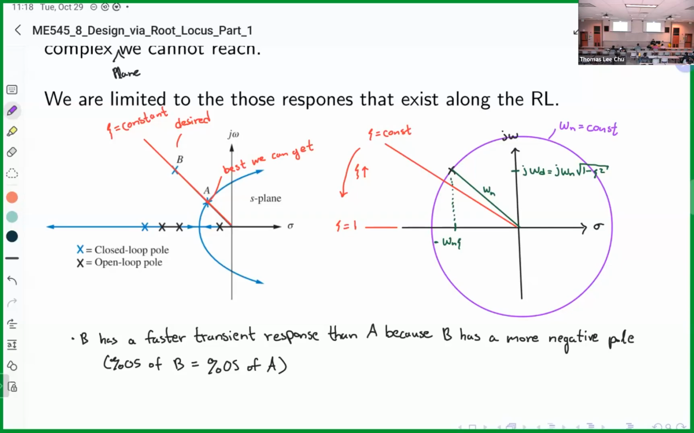So if I were to give you a design objective where I want my natural frequency to be some value and my damping ratio to be some other value, you can find the intersection point of the red and purple line, and that's going to be our desired closed loop pole. Or you can just plug it into this negative omega_n zeta value and this value here to get that point as well. Either way works.